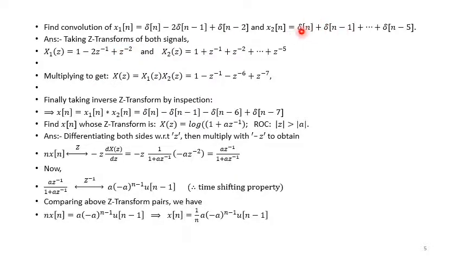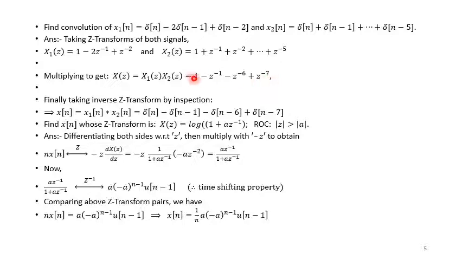Similarly, for impulse of n, we have 1. For impulse of n minus 1, we have Z inverse. For impulse of n minus 2, we have Z to the power minus 2, then Z to the power minus 3, Z to the power minus 4, and Z to the power minus 5. So if we multiply the two, we obtain X of Z, which equals the product of the two, X1 of Z times X2 of Z. If you multiply it, you can easily get this simplified answer.